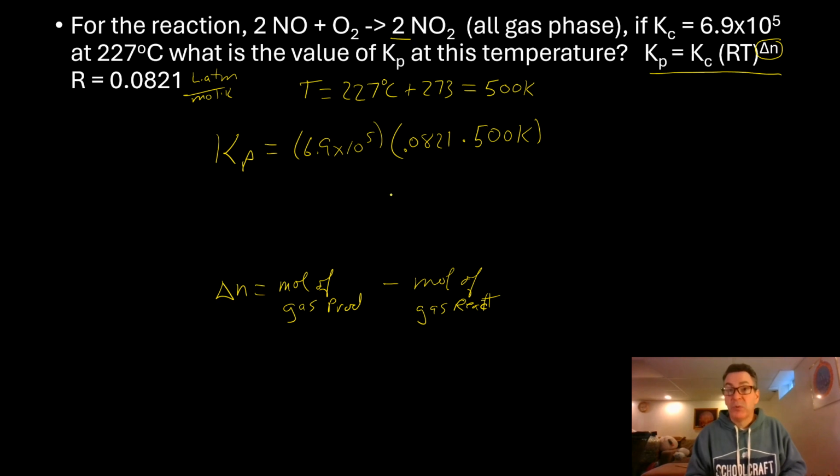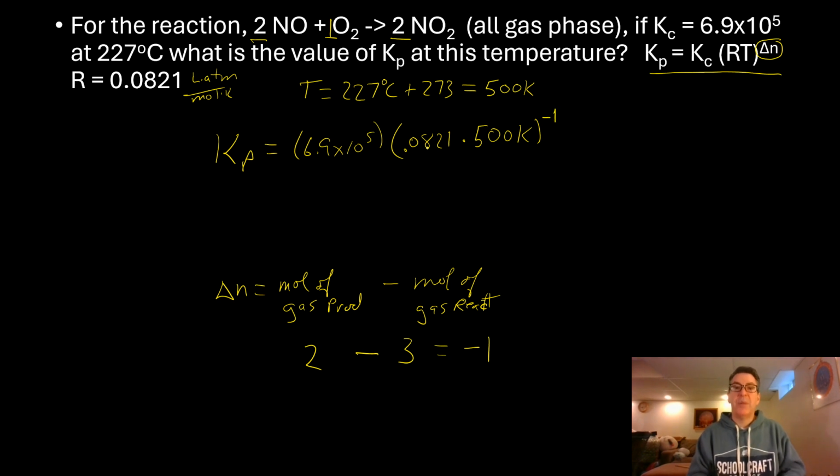And so add up all of the product gas coefficients. In this case, there's only one product gas. That is the 2 moles of NO2. So we're going to use 2 for the moles of gaseous product. Then we're going to subtract from that the moles of gaseous reactant, which is 2 moles of NO and 1 mole of O2. So that's 3 moles of gaseous reactant. And so then the delta N value here is -1.